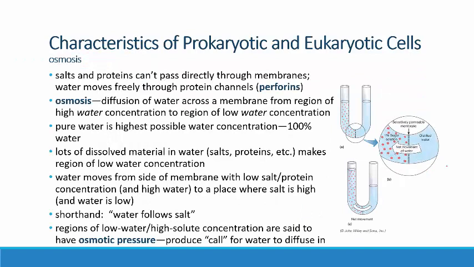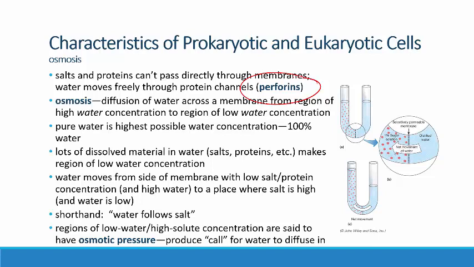Okay, so here's the last passive process, and it's called osmosis. Now, salts and proteins do not move directly through the membrane. They must move using some sort of carrier protein to do it. But water can move freely. Even though oil and water don't mix, it can move freely because all plasma membranes have protein channels in them, called aquaporins, that allow water to zip from one side of the membrane to the other.